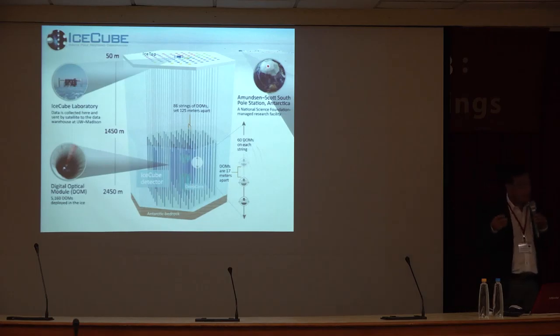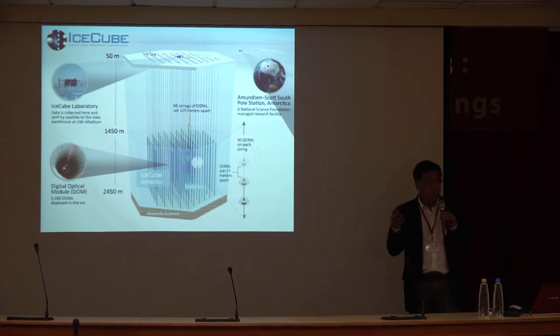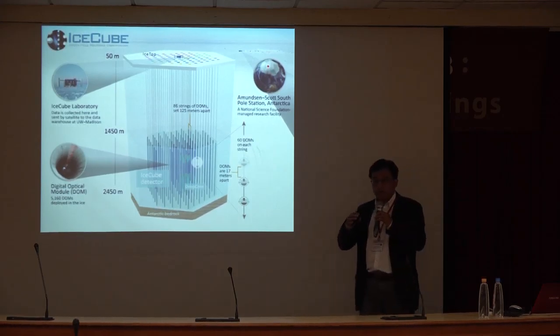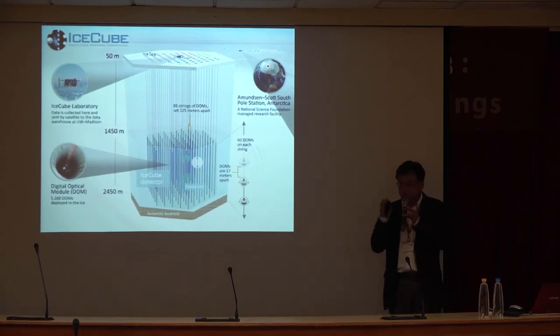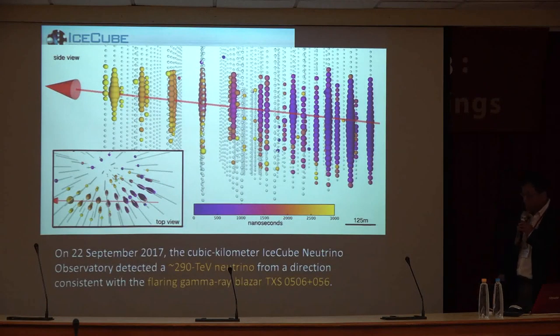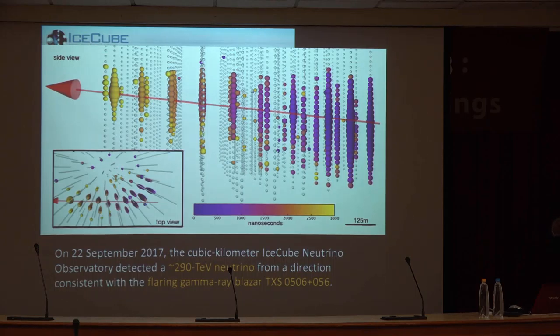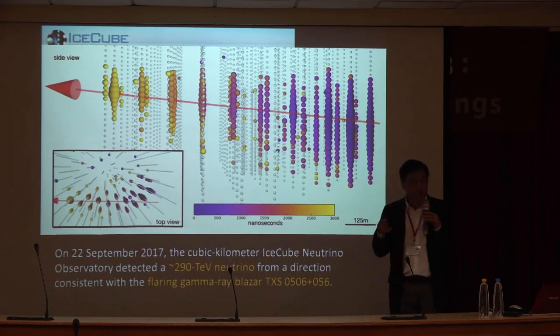IceCube actually started working more than 10 years ago, and they did detect neutrinos, a time-varying flux of neutrinos. But it was always difficult to really pin down the direction. Finally, there was a high-energy neutrino which made the direction determination easier. This neutrino is about 300 TeV, and this event happened on September 22nd, 2017. There's a high-energy muon, actually produced by a neutrino, and all these detectors got the signal from this chunk of light.